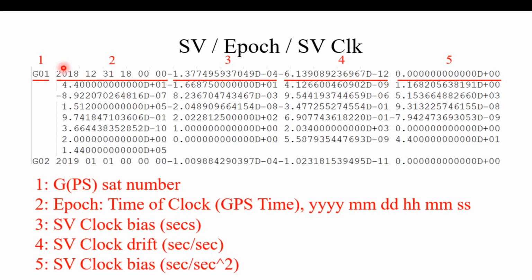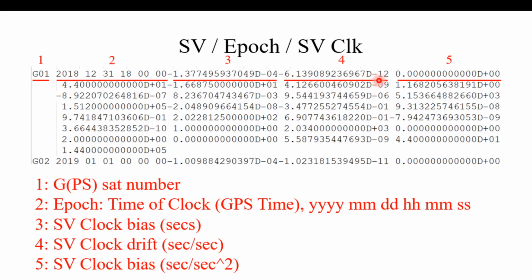Each GNSS satellite, in this case each GPS satellite, has its own clock system, and this clock is not synchronous with the GPS system time. This satellite clock is a little bit shifted and shows some drift. As you can see, it is shifted by nearly 0.1 microsecond, for example 0.13 microsecond, and you see the drift of the satellite, and the drift is so small, 6 times 10 to the minus 12.